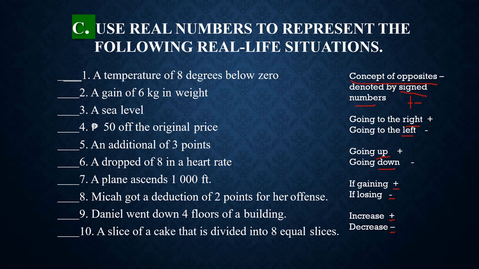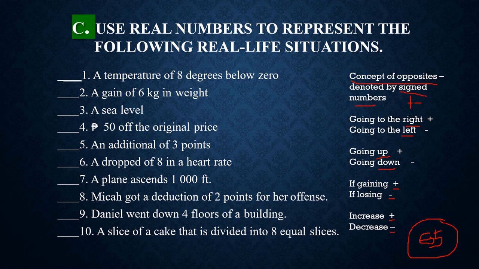For example, a decrease of 5 meters. A decrease, so that means the sign is negative. A decrease of 5, so that is 5. So, sign number, the sign is negative plus the number. This is how you represent the number as integer.